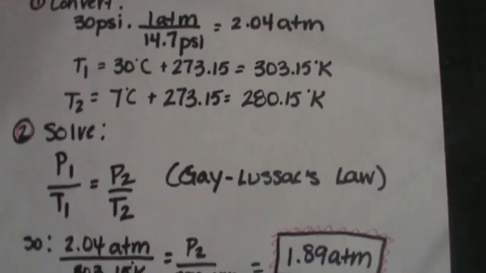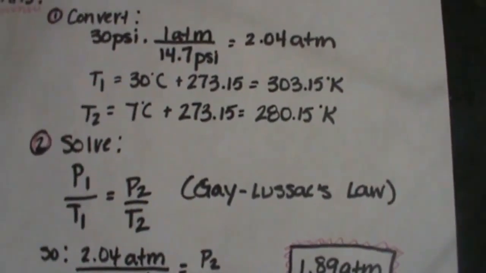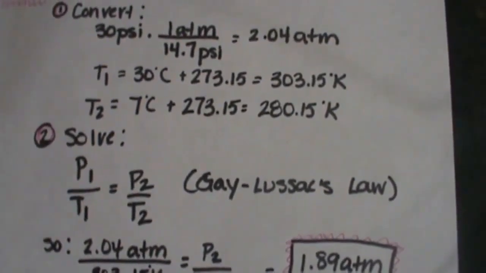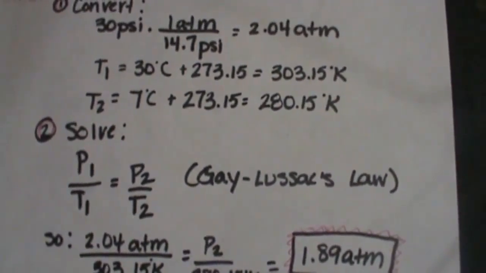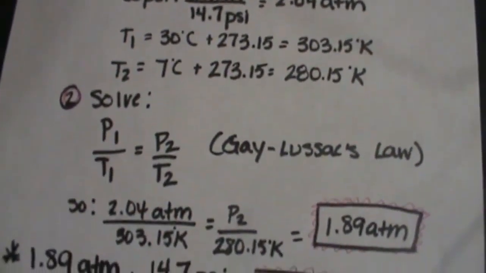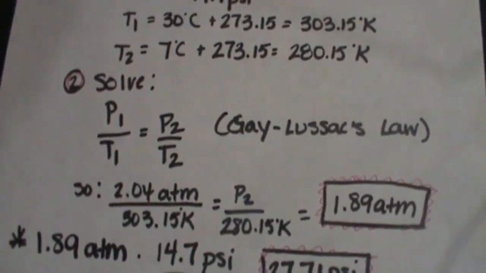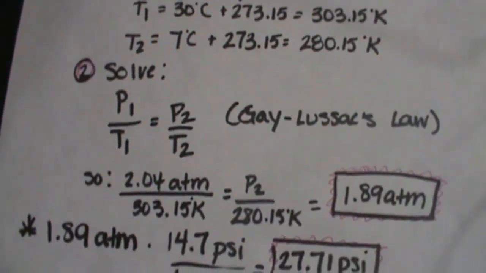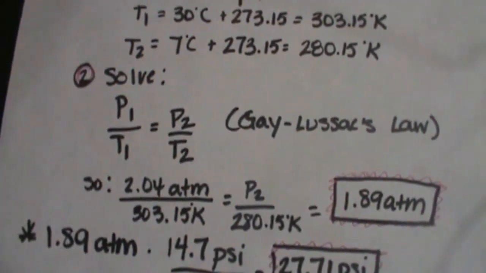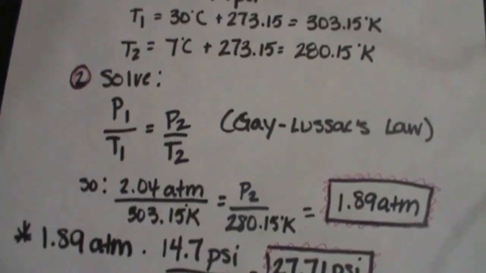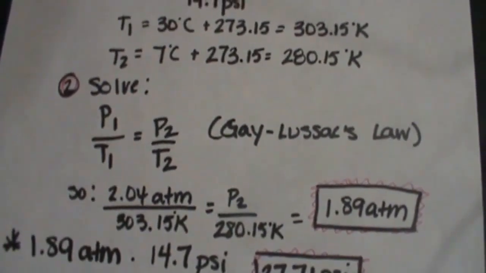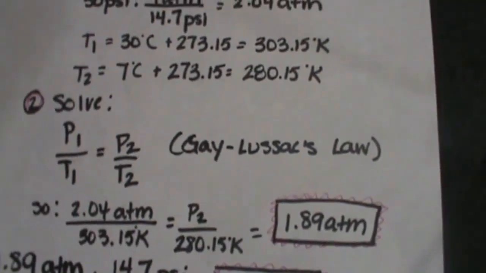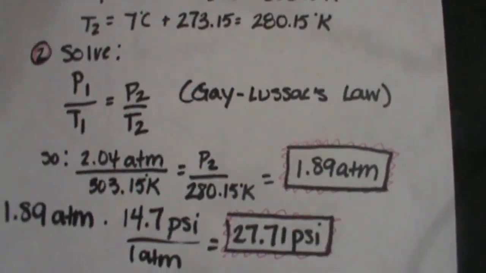So then I'm going to use the gas law of P1 over T1 equals P2 over T2 that relates pressure and temperature. So I'll plug in my numbers, 2.04 ATM over 303.15 degrees Kelvin equals P2 over 280.15 degrees Kelvin. So I'll solve for P2, and that gives me 1.89 ATM.